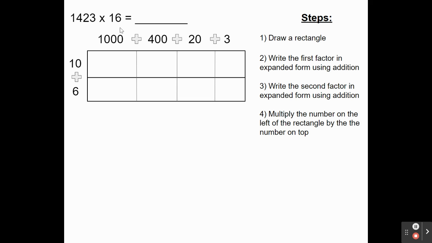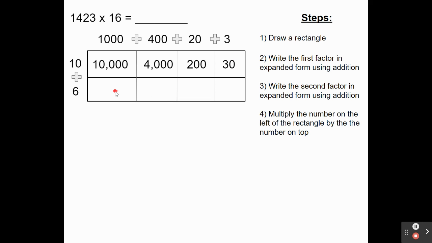Now we're going to multiply the number on the left by the number on top to find the area of each rectangle. So here we have 10 times 1,000, which is 10,000. Next, we have 10 times 400, which is 4,000. Next, we have 10 times 20, which is 200. And here we have 10 times 3, which is 30.